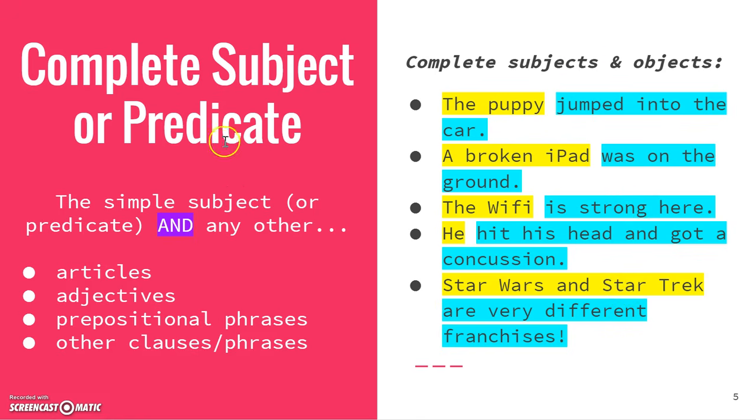The same concept applies to predicates. Jumped onto the car, was on the ground, is strong here, hit his head and got a concussion are very different franchises. These second halves are the predicate verb plus the other prepositional phrases or adverbs or other words that we need to finish out the thought.